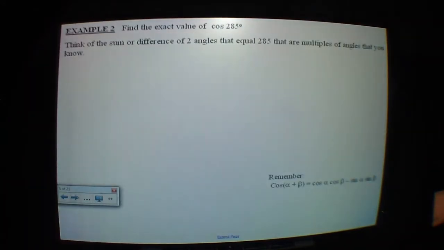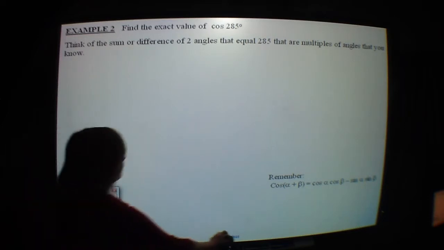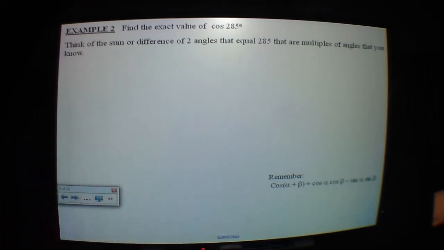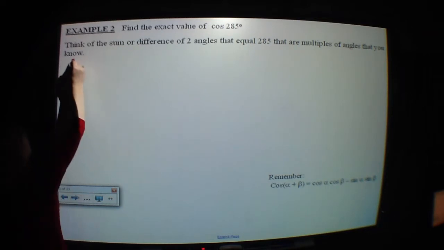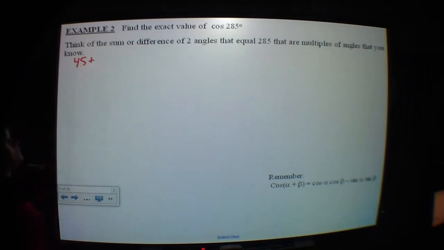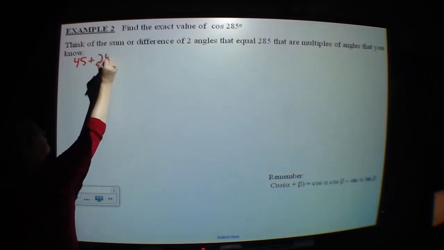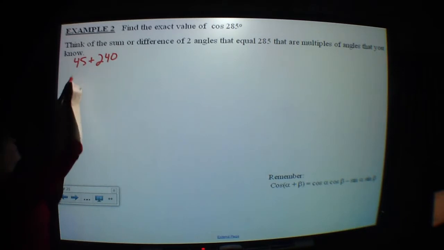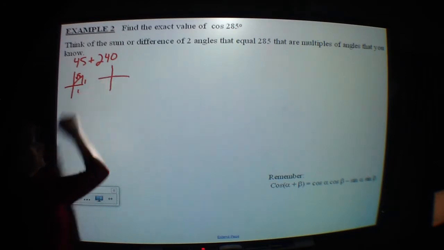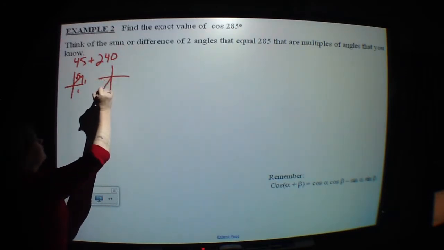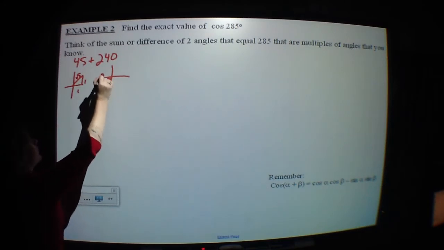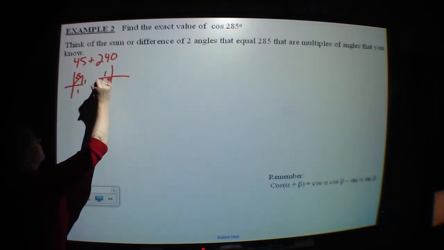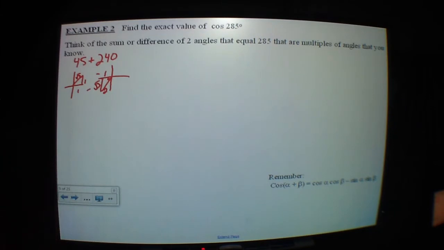Next, find the exact value of 285, the cosine of that. When you see a number that has a 5 in the end, remember that you will use 45 plus or minus some number, or minus 45 somewhere in it. So I could use like 240 plus 45, because 45 degree triangle is one that you know. And 240 is actually one you know too. Here's 180, 240 gives you a 60 degree reference angle there. So that gives you 1, 2, radical 3. So you could do that if you wanted.